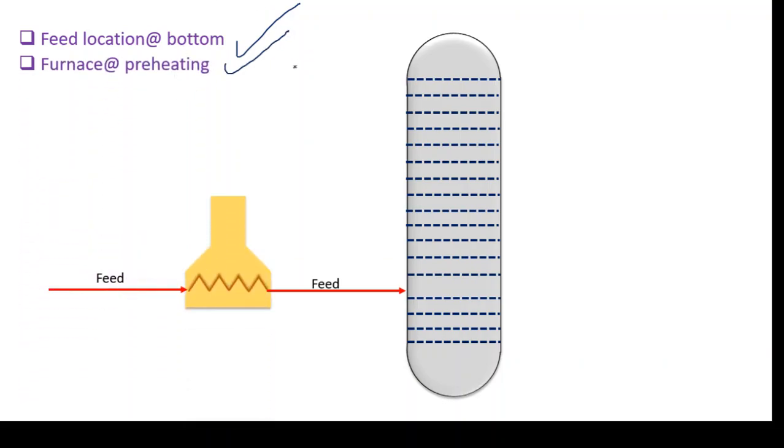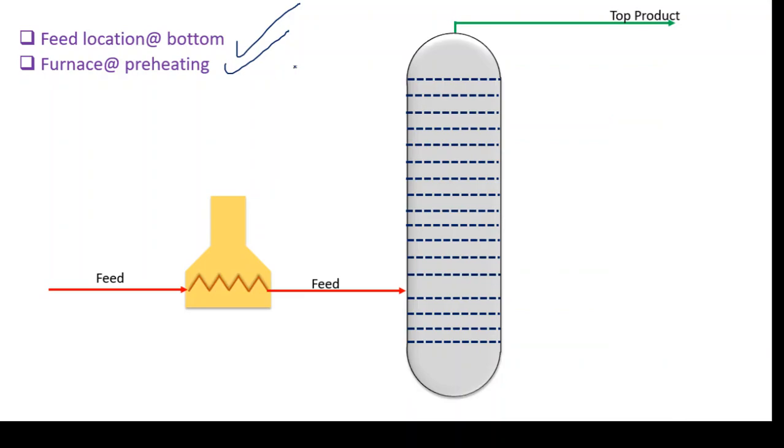There is a preheating, and the maximum temperature, as I already discussed, reaches up to 370 degrees Celsius. After the feed is charged into the column, there is continuous mass transfer and vapor-liquid interaction going on, then we can recover the top products. Normally the top products are a vapor and liquid mixture.